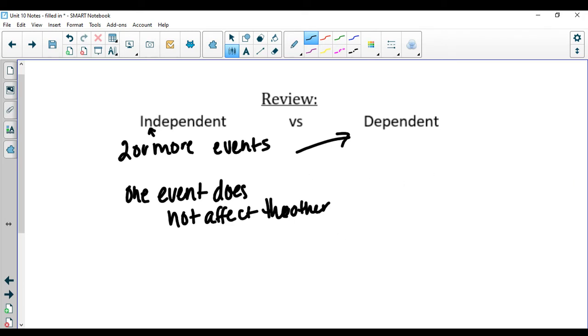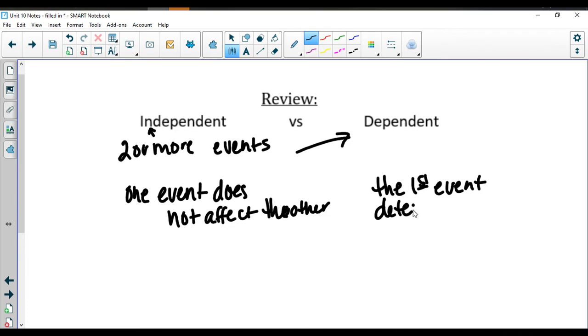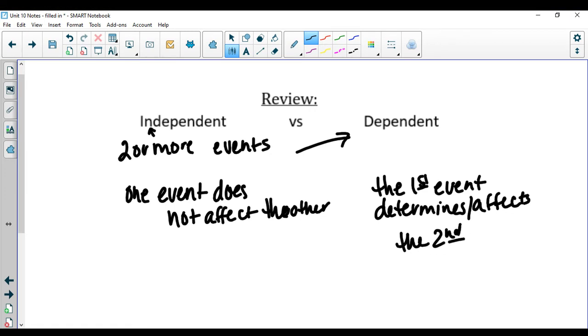Dependent events, the first event determines or affects the second. So for example, this was the one the other day with our suitcase example, where if we picked a shirt out of our suitcase, it was no longer in the suitcase. So number one, there were a different number of outcomes for you. And number two, you also potentially had fewer to actually choose from if you were trying to pick the same exact color.